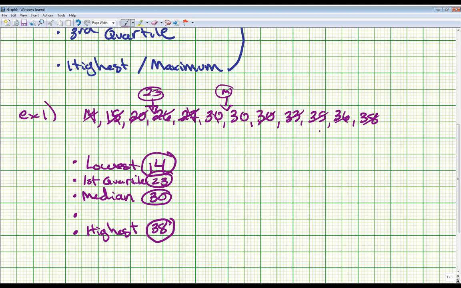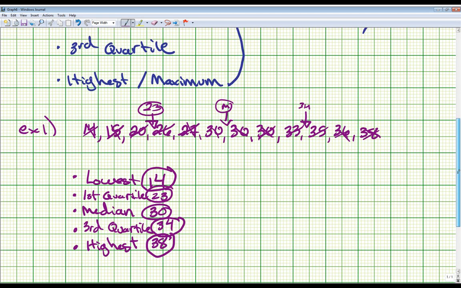Now I'm going to do the same thing up here to find my third quartile. So I would cross off the 30 and the 38. 30, 36. I'm left right in between here. So I need to figure out what's in the middle between 33 and 35. And that would be 34. So my third quartile would be 34. So now I know my 5 special numbers.